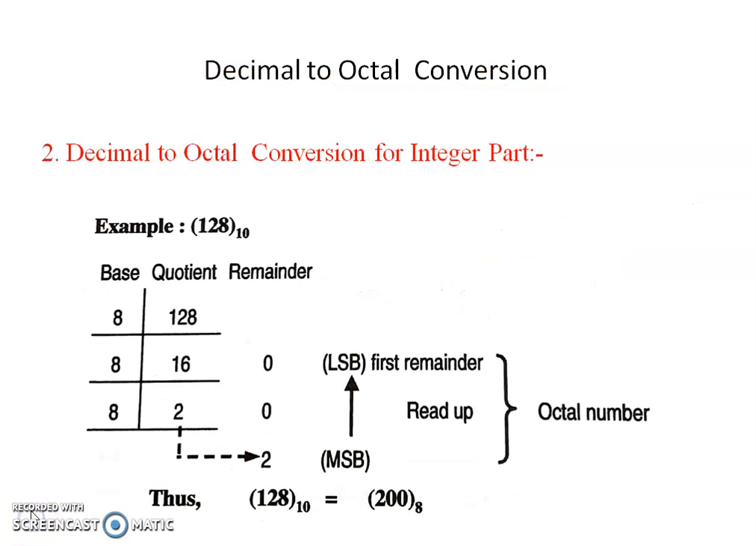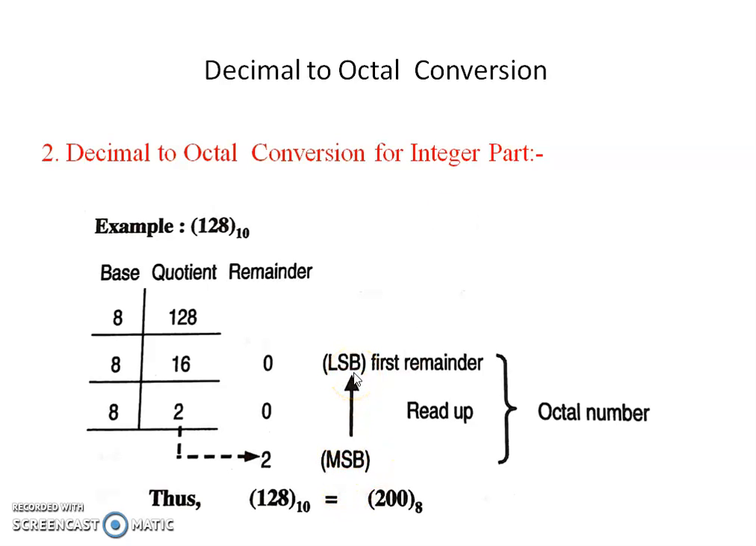Now the second conversion is decimal to octal conversion for the integer part. To convert a decimal number to an equivalent octal number, the integer part of the decimal number is converted to octal by successive division by 8, and the fractional part is converted to octal by successive multiplication by 8. In successive division by 8, the integer part is divided by 8 till the quotient reaches 0, and the remainder of the division is the LSB. To obtain the equivalent octal integer, the remainders are read from bottom to top.